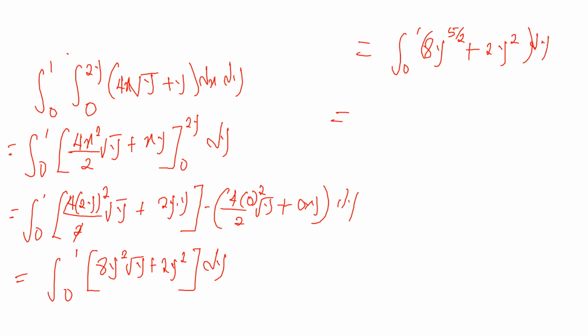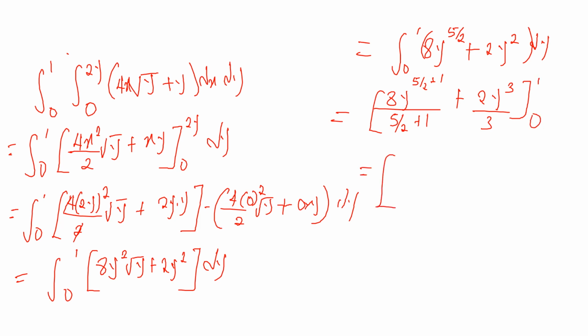Let's integrate with respect to y. We are going to have 8y raised to the power of 5 over 2 plus 1, over 5 over 2 plus 1, plus 2y raised to the power of 3 over 3. You put in your boundary 1 to 0. Then what do we have? You are going to have 8 raised to the power of 7 over 2 over 7 over 2, then plus 2y raised to the power of 3 over 3.